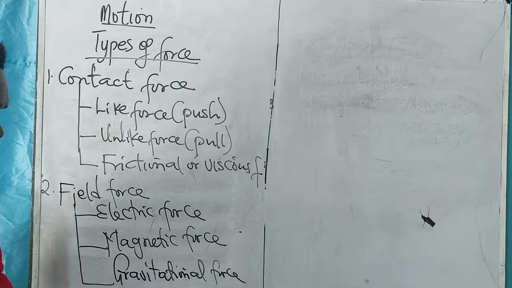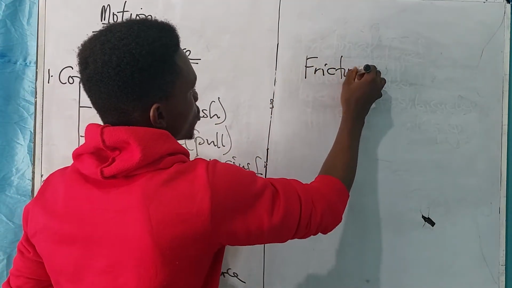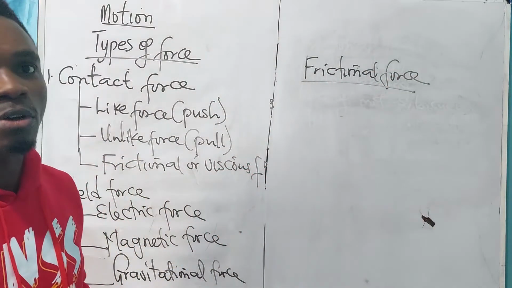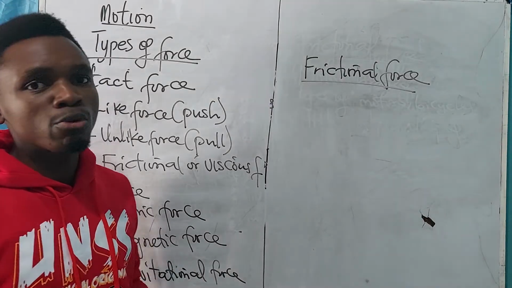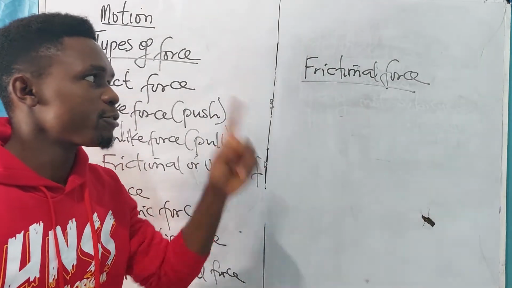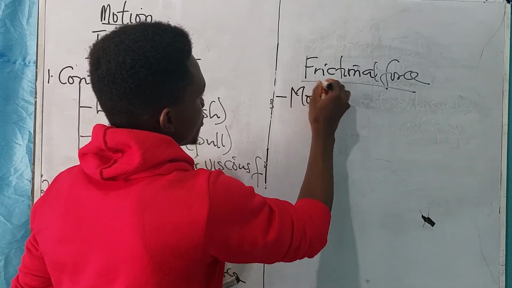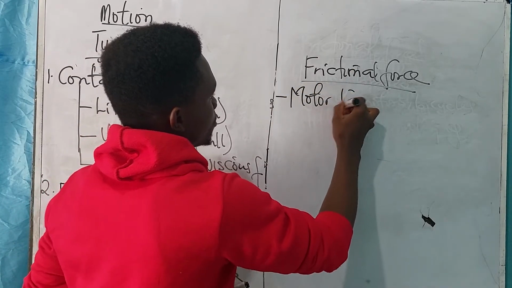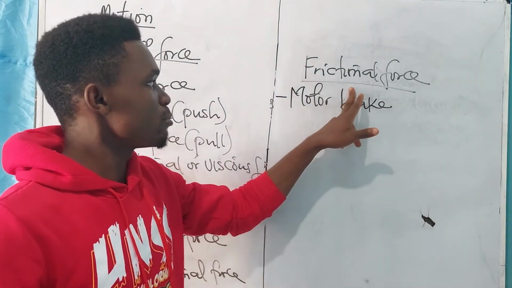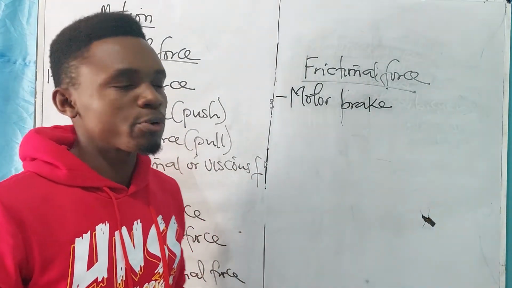Alright, now frictional force. I told us that frictional force is a force that opposes the motion of another object. It's a force that opposes the motion of another object. Now we have applications of frictional force. 1, motor brake. It is the friction that is present in the motor brake that makes the car to stop each time the driver matches the brake. That is for that.